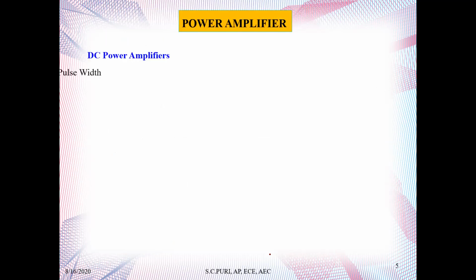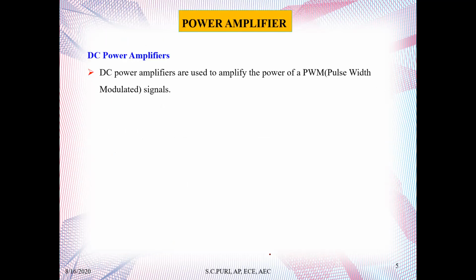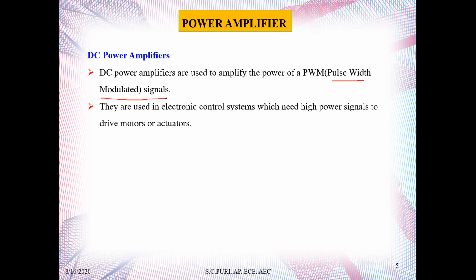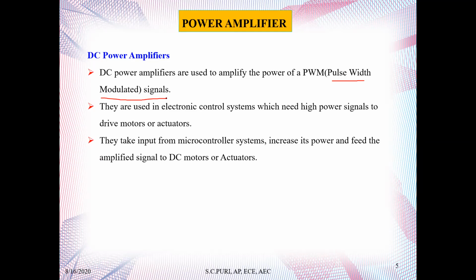Coming to DC power amplifiers. DC power amplifiers are used to amplify the power of a pulse width modulated signal. They are used in electronic control systems which need high power signal to drive motors or actuators. They take input from microcontroller systems, increase its power, and feed the amplified signal to DC motor or actuators.